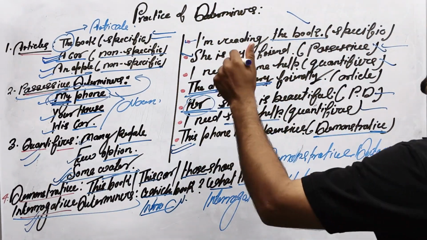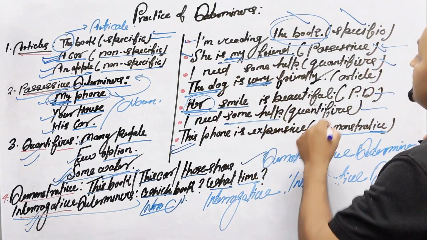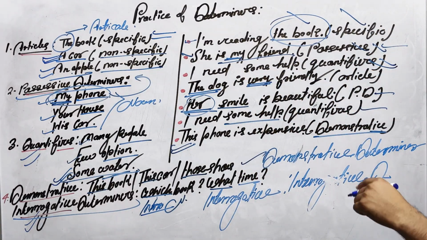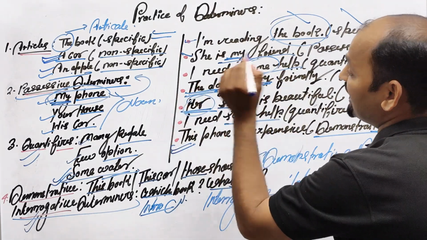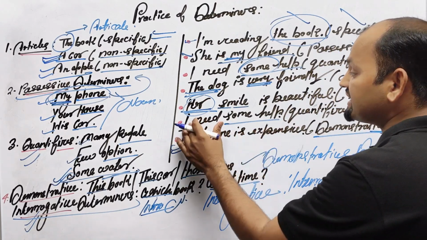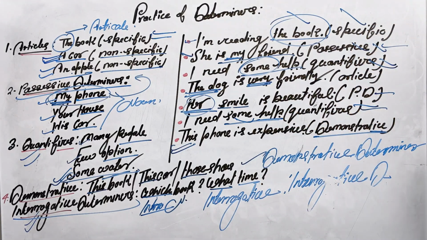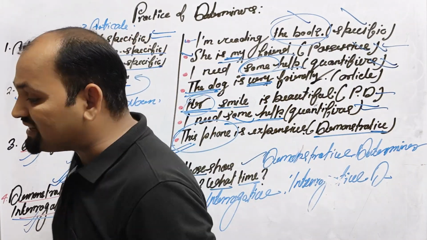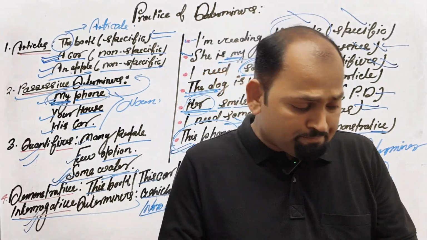Next, the examples I gave you: the book, in the sense of specific. My friend, in the sense of the possessive. I need some help, in the form of the quantifiers, because I told you some. Next, the dog is very friendly, the article-based example. Her smile, in the sense of the possessive. Next, I need some help, where some we can call the quantifier. This phone, I said to you, phone is a noun, and along with it I use the demonstratives this, that, these and those, which we can call determiners.